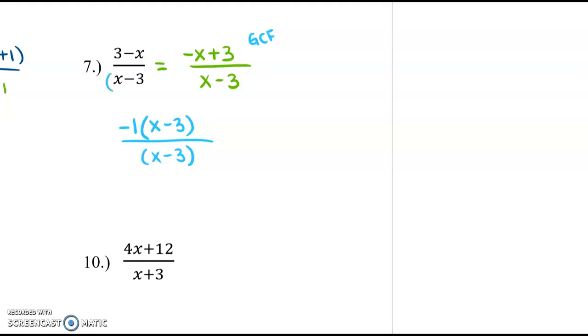You can always put your binomials in parentheses. Now I can cancel the x minus 3. So that was the first example where we could cancel a binomial. So you can cancel a binomial when it's the same at the top and the bottom. So this whole big expression simplifies to negative 1, or negative 1 over 1.